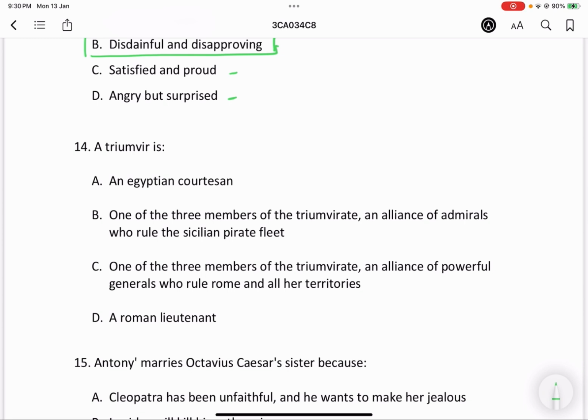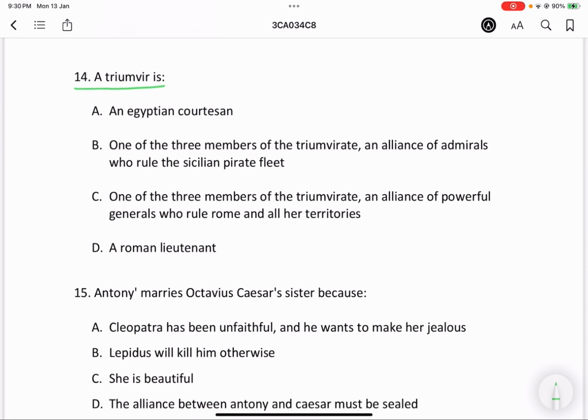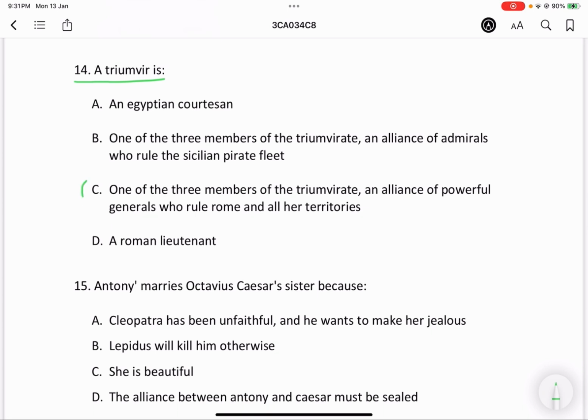Question number 14. A triumvir is. What is a triumvir? As we have also studied in the last video, it's option C. A triumvir is one of the 3 members of the triumvirate, which is an alliance of powerful generals who rule Rome and all her territories.